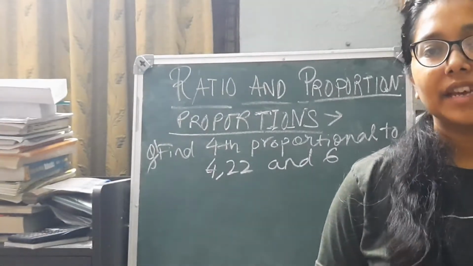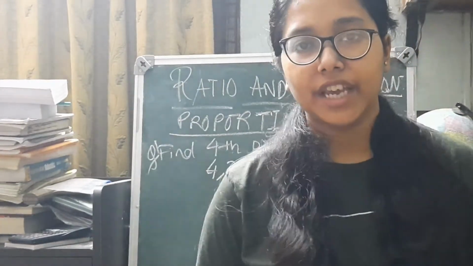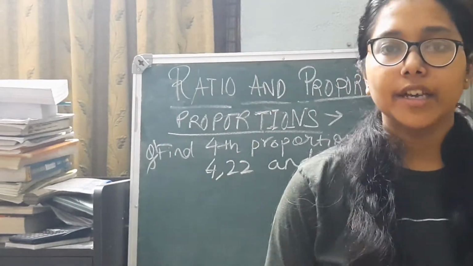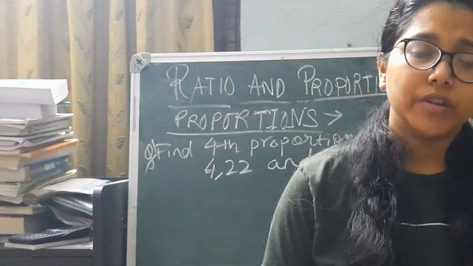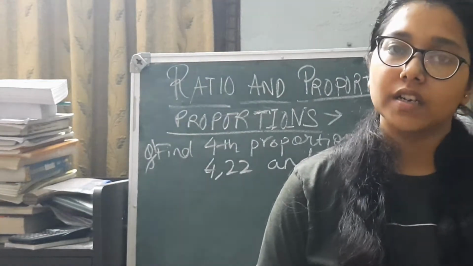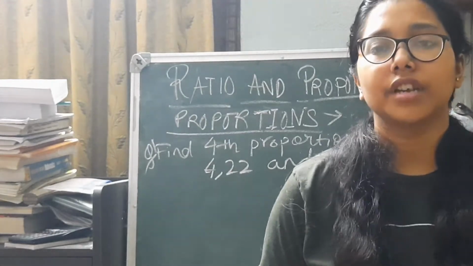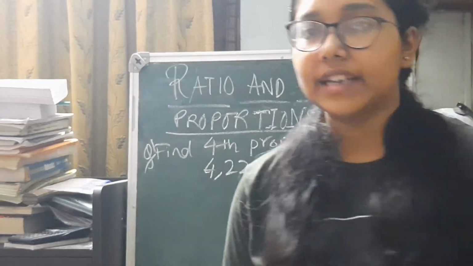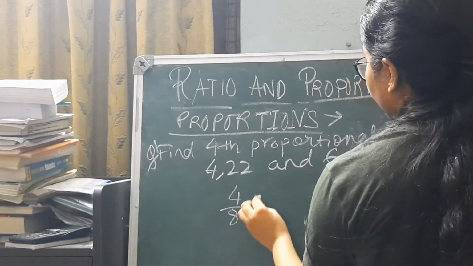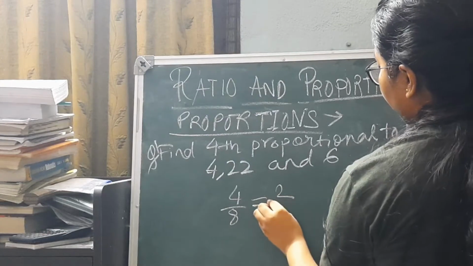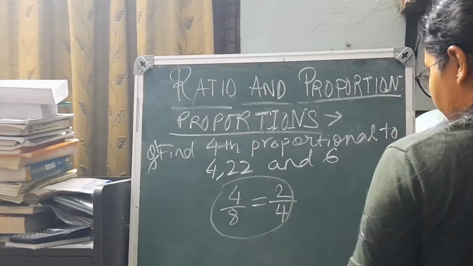Now we will be beginning with the proportions part. Why do we use proportions? When we say that two ratios are equal, that is the ratio of the first number to the second number is equal to the ratio of the third number to the fourth number, that is when we say that these two ratios are in proportion. For example, 4 is to 8 is equal to 2 is to 4, which means they are in proportion because the ratios are equal.